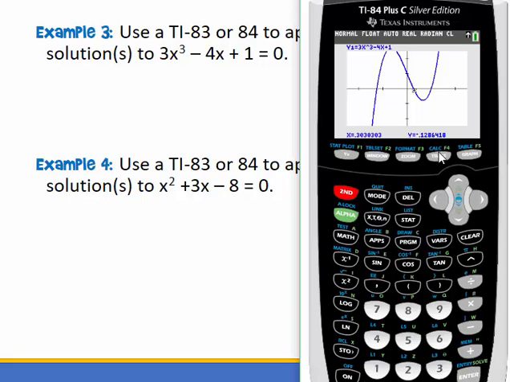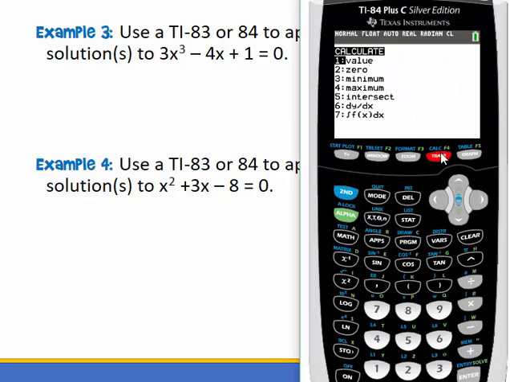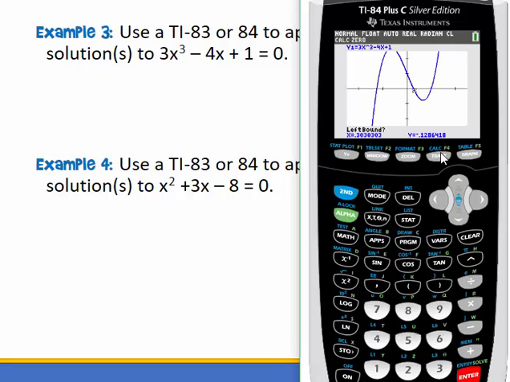If I hit second and trace, just like in a section where we found max and mins, go into that menu and choose number 2 to find the zeros, the x-intercepts. And just like finding max and mins, you have to give it a left bound, a right bound, and a guess. So depending on which one we want to find, you can type numbers in. I think the scale is still counting by ones here. There's one somewhere between -2 and -1 coming from the left to right.